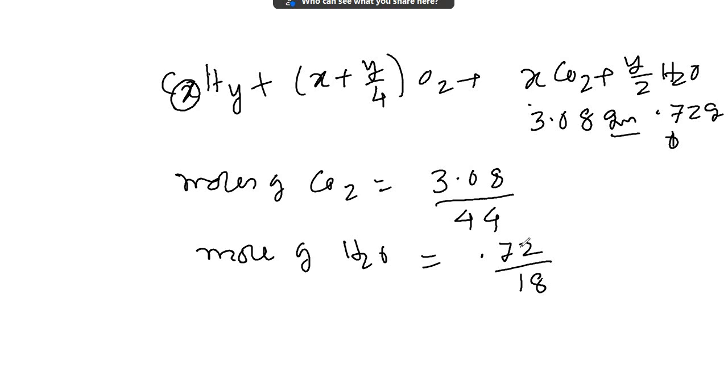Let us do the calculation such that you can follow it carefully. 3.08 divided by 44, where 44 is the molar mass of carbon dioxide. What are you getting? 0.07. It is the moles of carbon dioxide. So the mole atoms of carbon will also be 0.07. Moles of water is 0.72 by 18. What does it amount to? It amounts to 0.04.